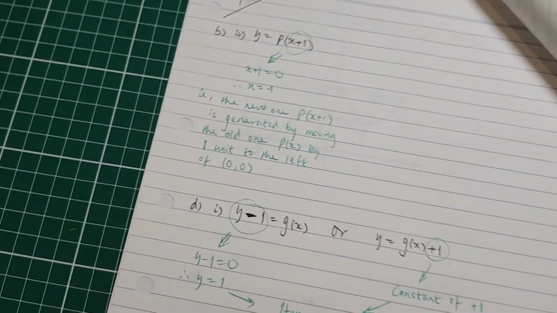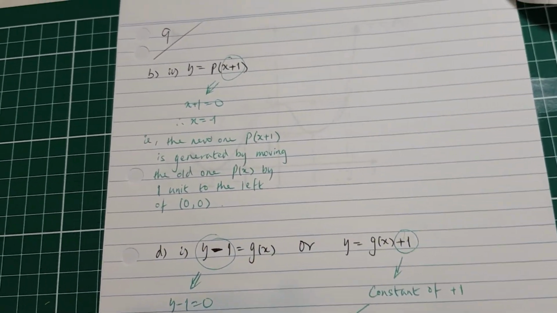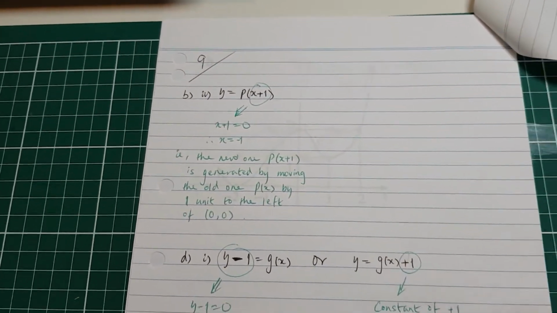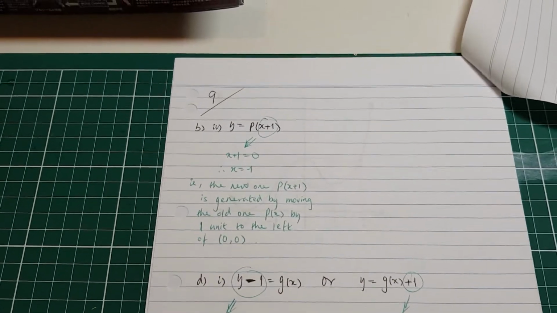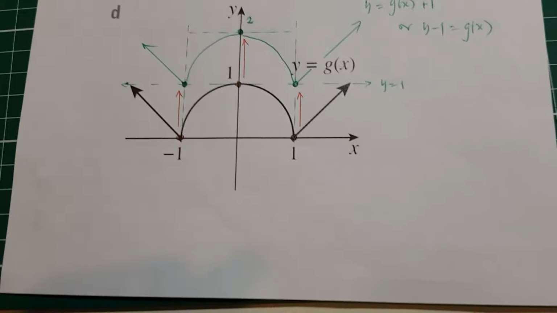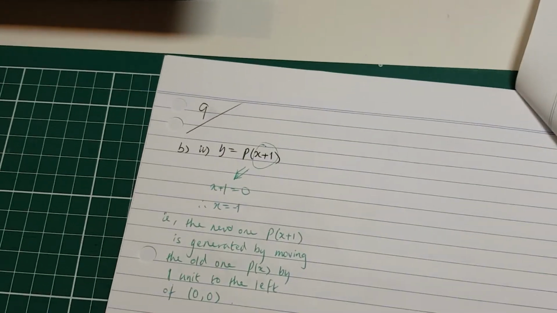And the next one is question 9. Now with this question, notice that you're not given the equation, but you're given the sketch of each of these two functions on the next page, which looks like that. The black one for the first one and the black one for the second one for g(x). So bearing that in mind.